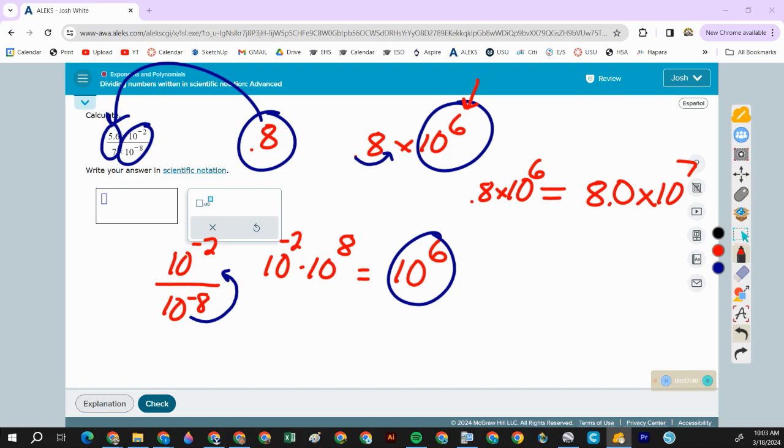Does that make sense? Oh, I went the wrong way. No, sorry. That should be a 5. So 0.8 times 10 to the 6th is the same thing as 8.0 times 10 to the 5th. Yeah, that's right.